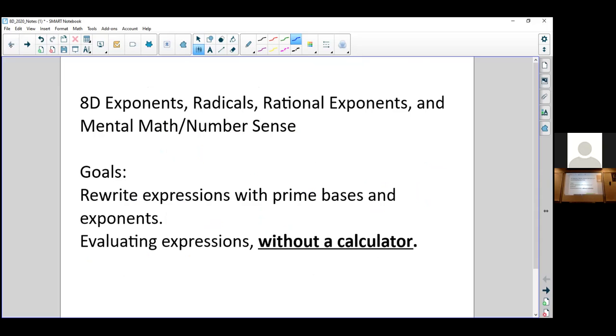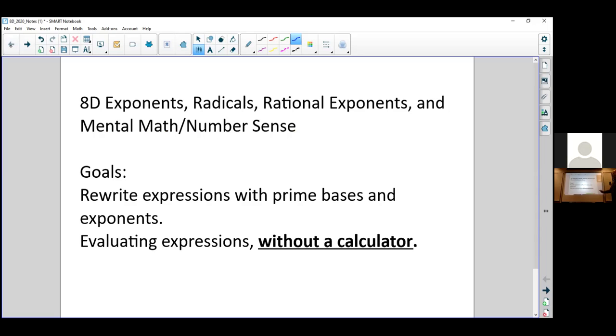Okay, this is 8D: exponents, radicals, rational exponents, and mental math number sense. Rewrite expressions with prime bases. So remember, a prime number is a number that only 1 and itself can go into. Yes, there's always a math debate: is 1 a prime number? Some people say yes, some people say no. I say they're both right because I think it's a valid argument either way. But 2 and 3 are both prime numbers, 5 is a prime number, 7 is a prime number, and so on and so forth.